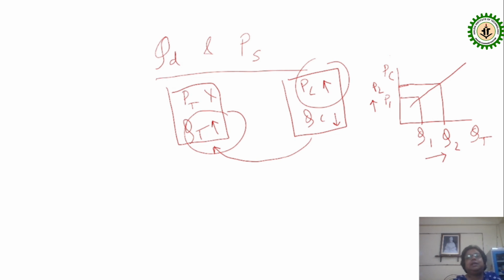Now again, suppose I name these two points as A and B, whatever line I have drawn, this is again a relation, not a demand curve, because this is considering price and quantity of two different commodities, coffee and tea.